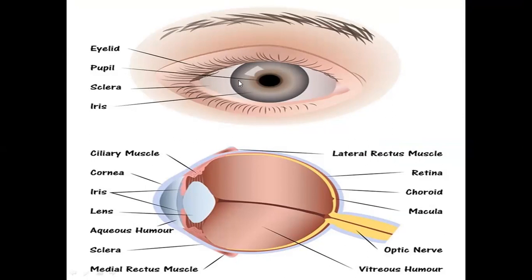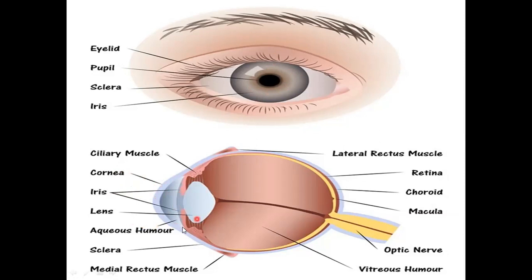Where the sclerotic layer becomes transparent, it forms the cornea. The iris is the colored part next to the black part. Wait, I will take the spotlight and explain. This part is called the iris. And you can see these are the ciliary muscles and the cornea. This is the cornea. Then this is the iris.